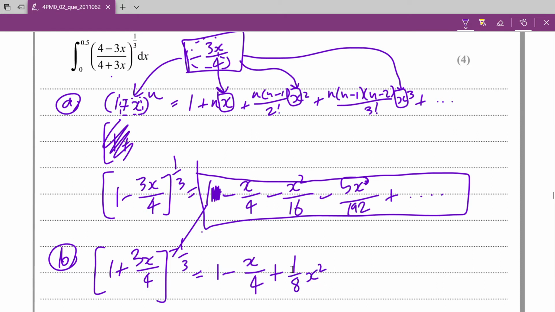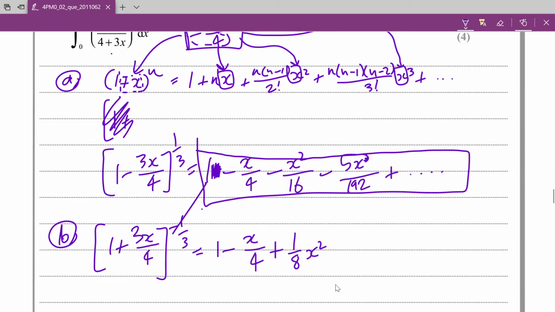Or I could have written this as x squared over 8, but I'm seeing the coefficient on the calculator screen as the number 1 over 8 by itself. I guess that's why I instinctually wrote it that way.